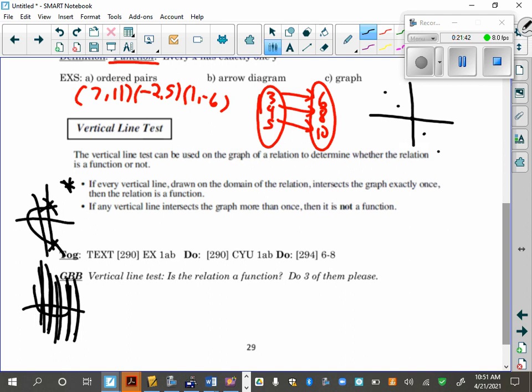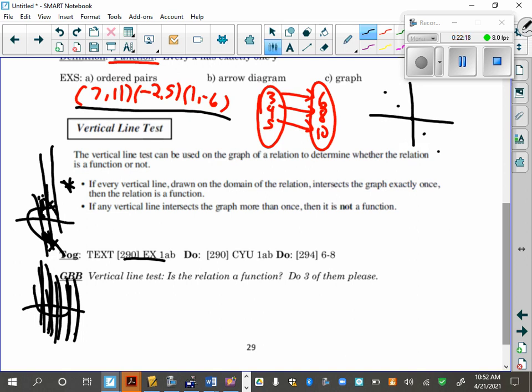Here, this x, -2, has a y over here and a y over here, so that does not work. Now, we're not going to write out each graph's points because that would take forever. So you can just apply the vertical line test. If you draw a vertical line and it only hits the graph once, it is a function. If it hits the graph more than once, it's not a function. So, page 290 in the text, example 1a, has dots. Okay, so 1a is like this.